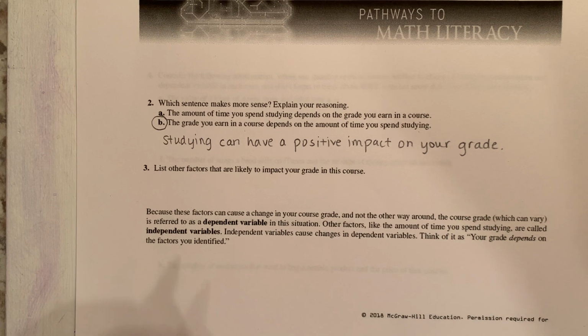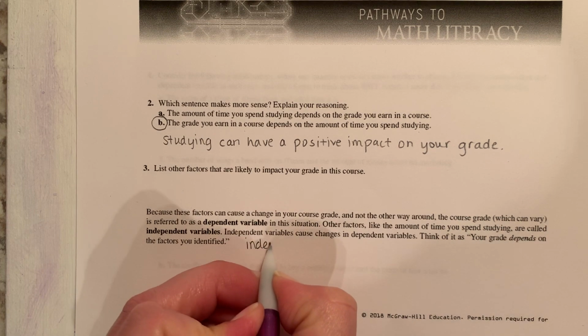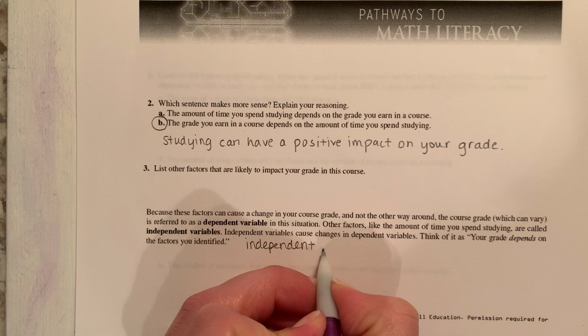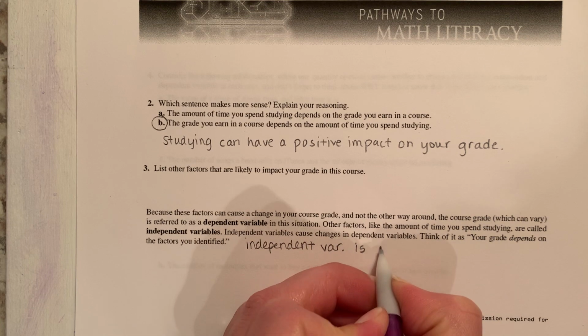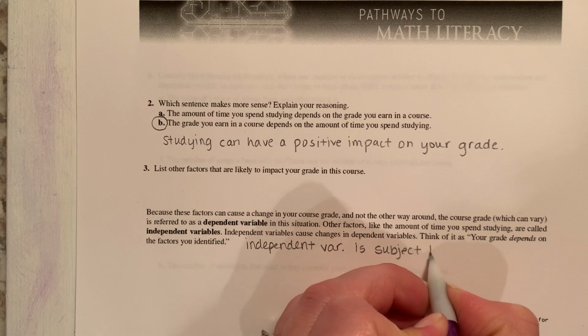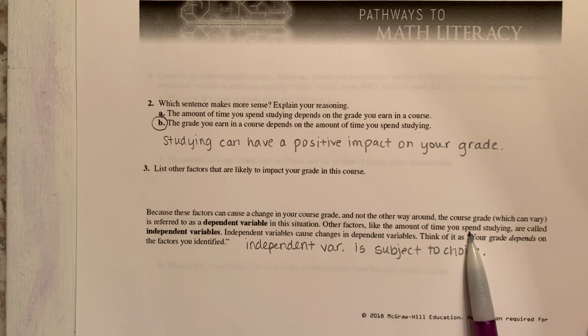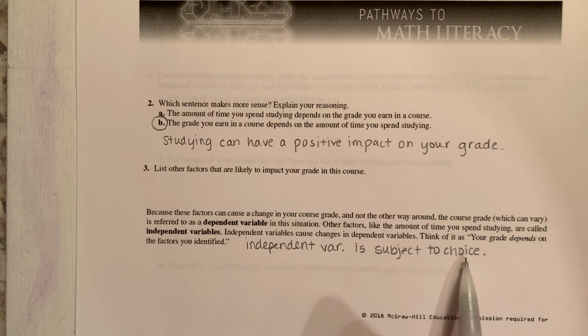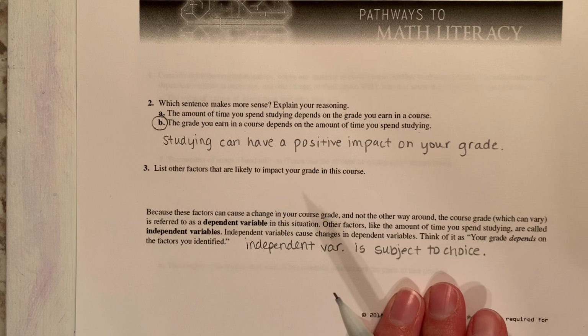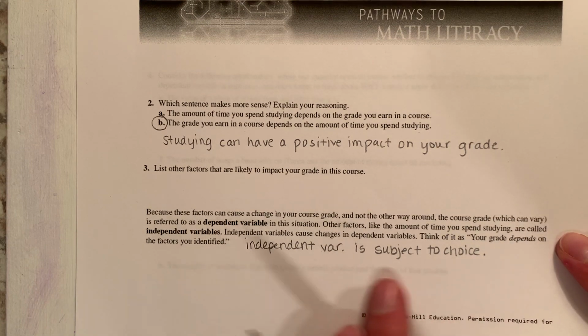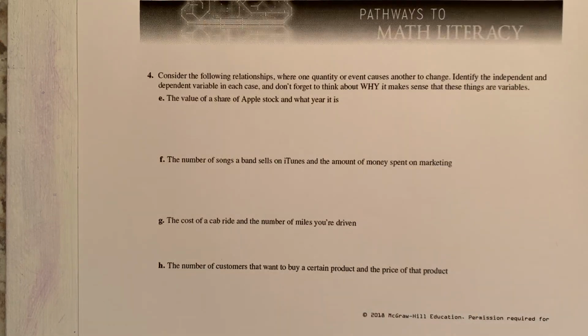Okay? I usually think of it this way. The independent variable is subject to choice. You can choose how many hours you spend studying, but you can't choose the grade that you get on a quiz or a test. The grade you get depends on how much effort you put forward. So the independent variable is always subject to choice. Okay? That might not happen for every single problem that we look at, but that's a very good way to think about how to determine which one is the independent variable. Okay, so let's go ahead and try this.